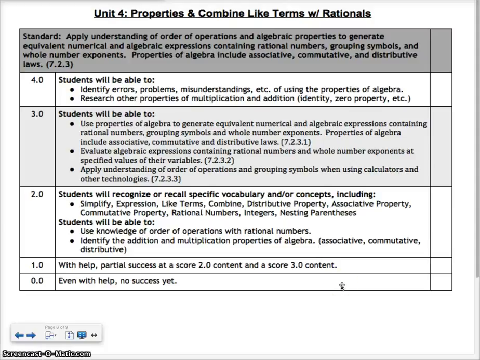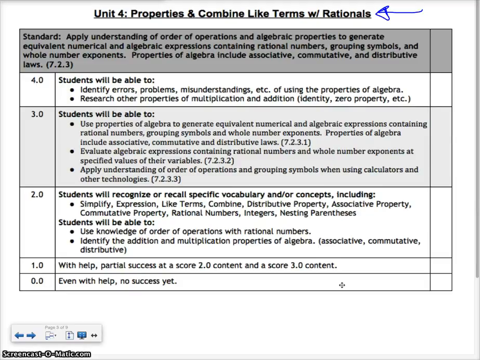Okay, we're moving on to our first lesson in Unit 4. Notice the title of the unit, Properties and Combining Like Terms with Rationals. Rationals have been with us in Unit 2, Unit 3, and the little decimal unit, because a decimal is rational. And now it's following along with us in Unit 4.